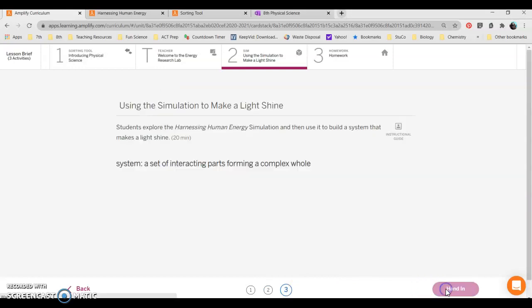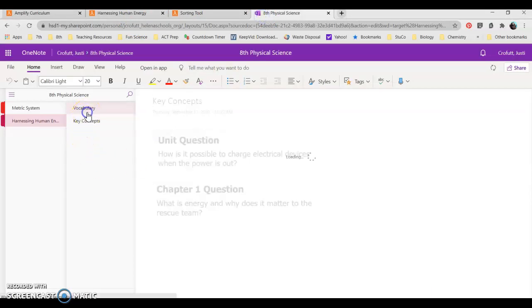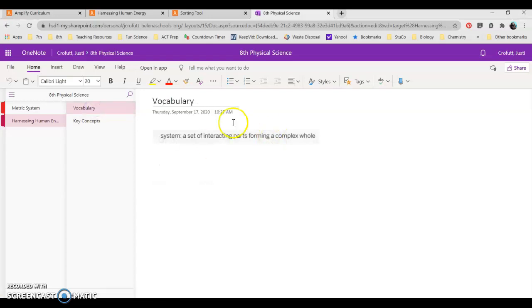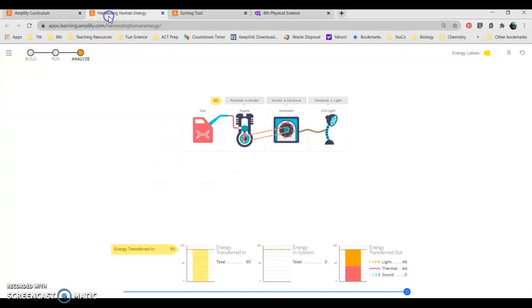All right, let's go ahead and hit next. And let's add system, a set of interacting parts forming a complex whole, to your notes. You just formed a little energy system that lit up a light bulb. When you're done with that, click hand in. Your notes should now be complete for the day. You have your two unit and chapter questions, and you have your one vocab for this lesson.